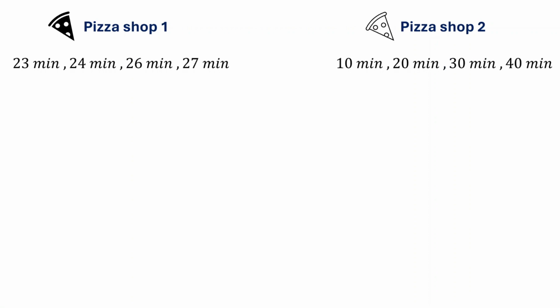Notice how the first shop's delivery times are consistent. They are close to each other. Every time you order, your pizza arrives in about 23 to 27 minutes. But the second shop's delivery times are all over the place. They are much more spread out. You could get your pizza in 10 minutes or 40 minutes. It's completely unpredictable. We won't cover calculations here, just the core idea.